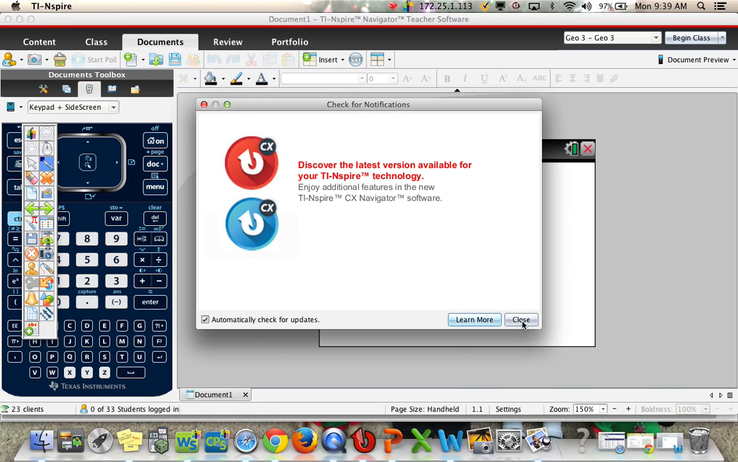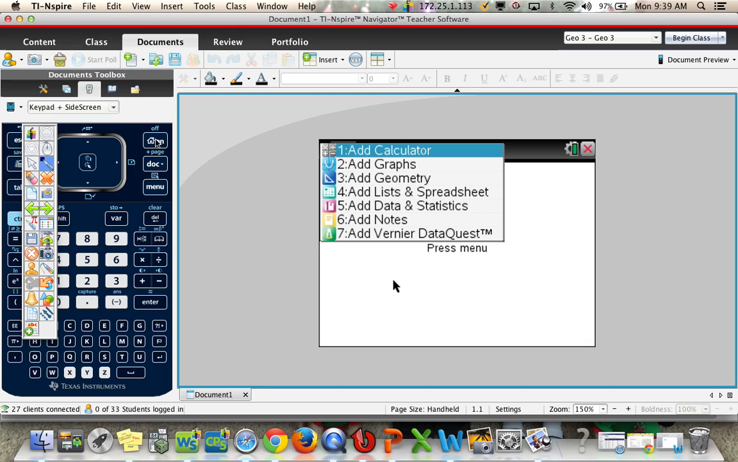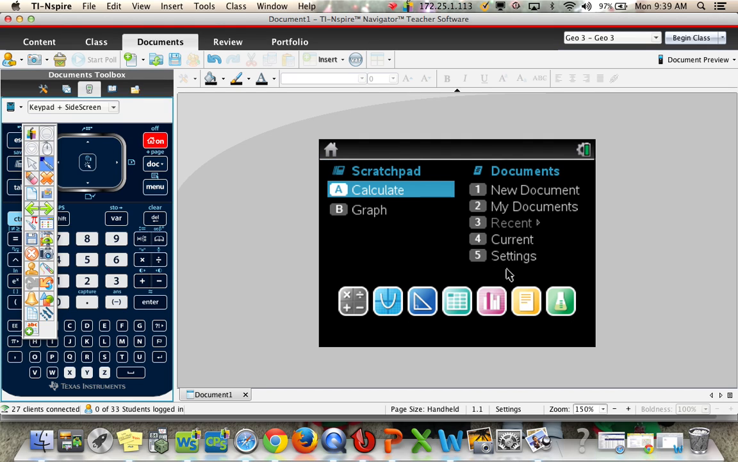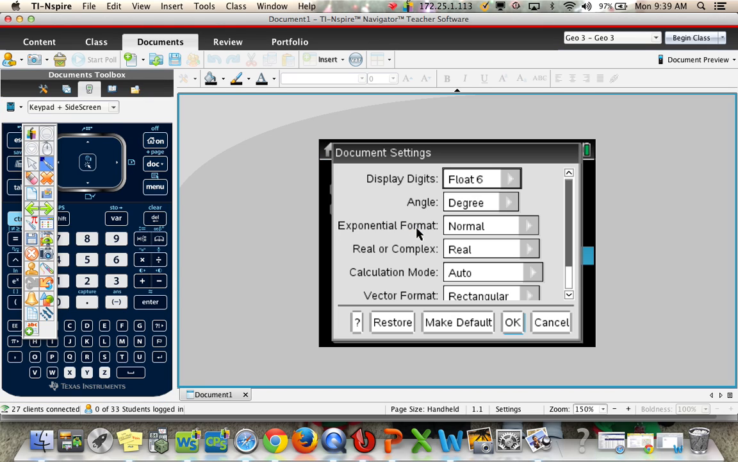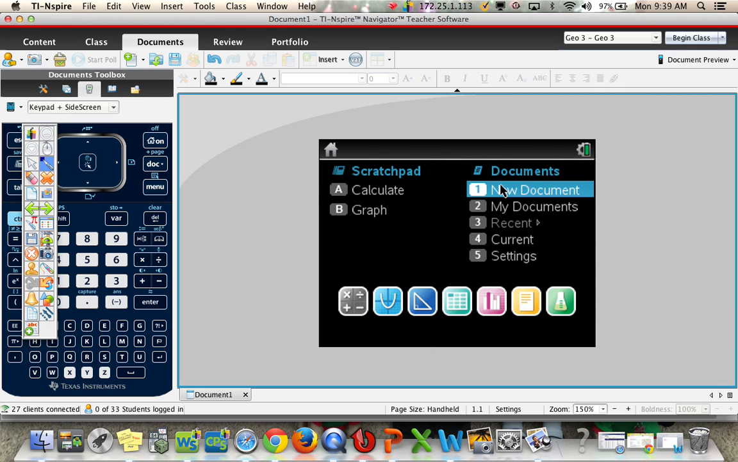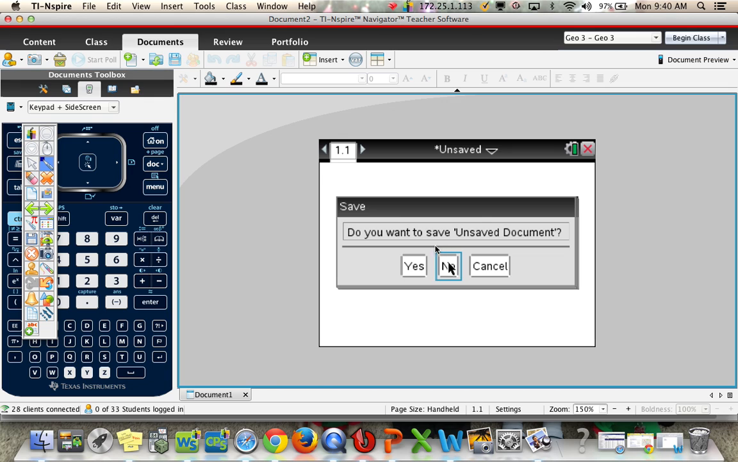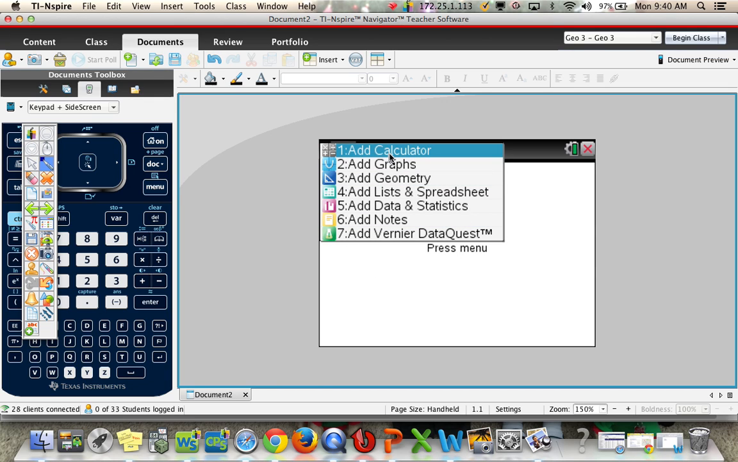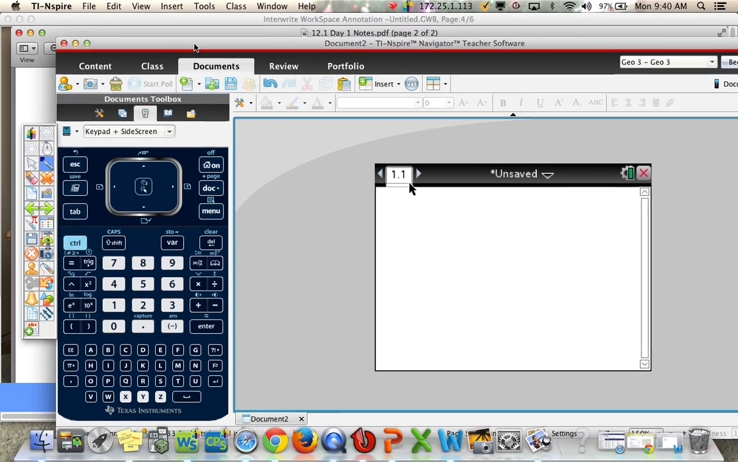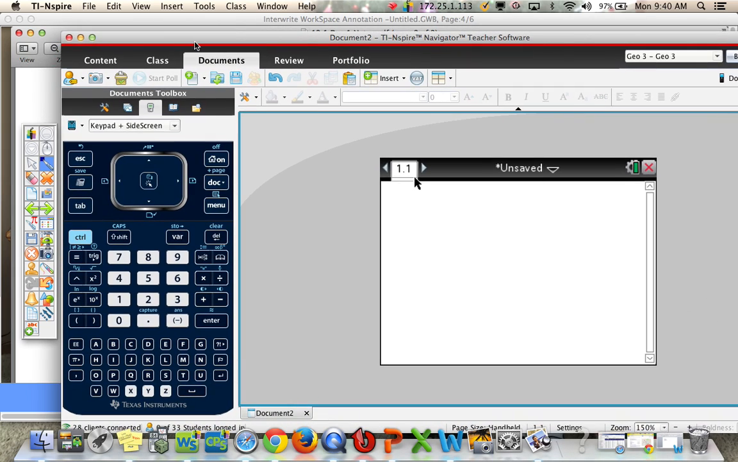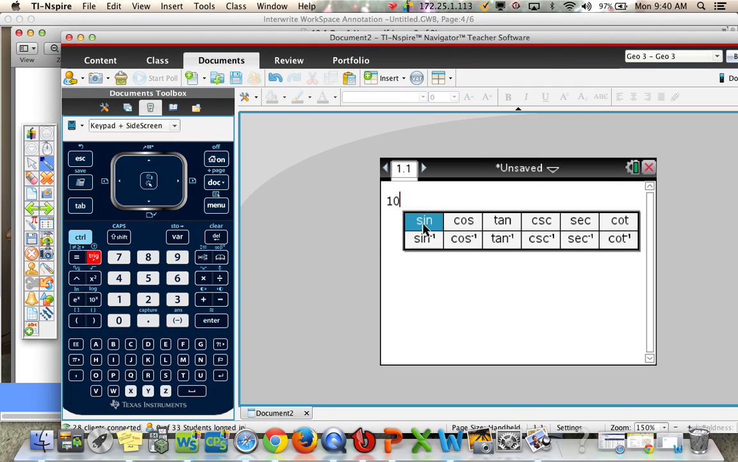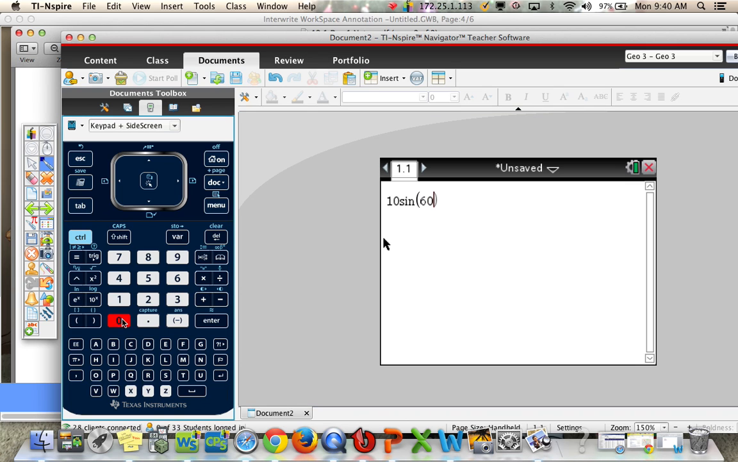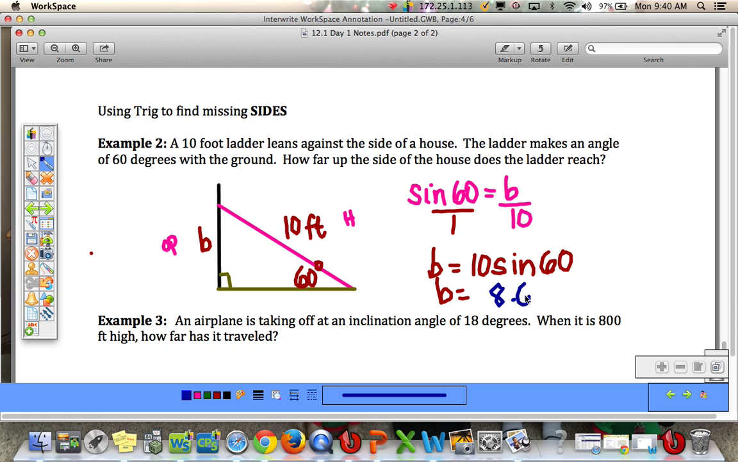Pop this up. Okay, so first thing, make sure you're in degree mode. To do that, go to the home page, go to your settings, document settings, and I'm in degree mode. If not, change it to degree mode. Okay, so let's just open a new document. All right, so we want to add a calculator page. We want to type in 10 sine of 60 for the first one. So 10, here's the trig button, there's sine of 60. Okay, so that ladder was 8.66 feet up the wall.